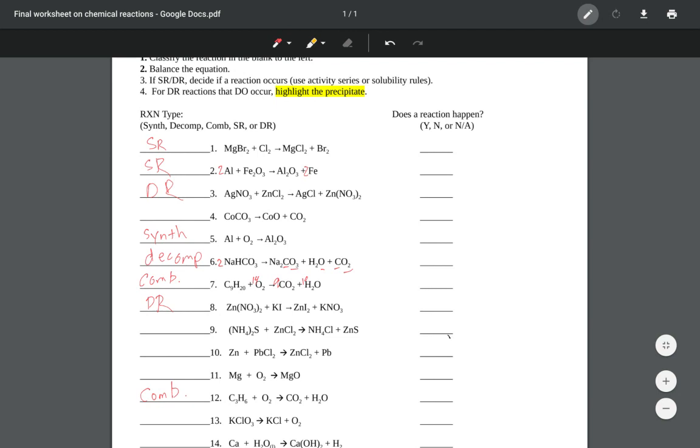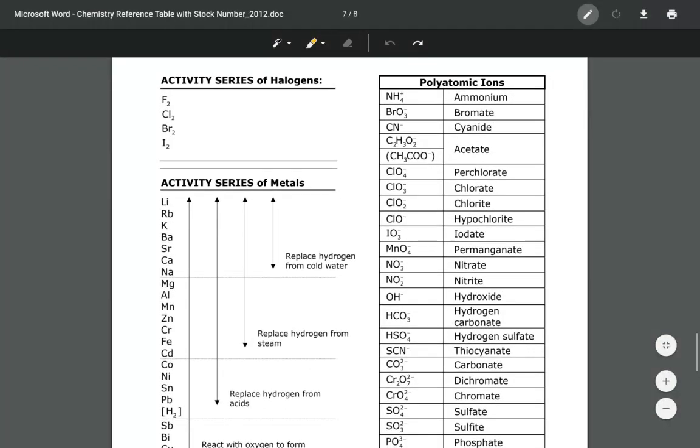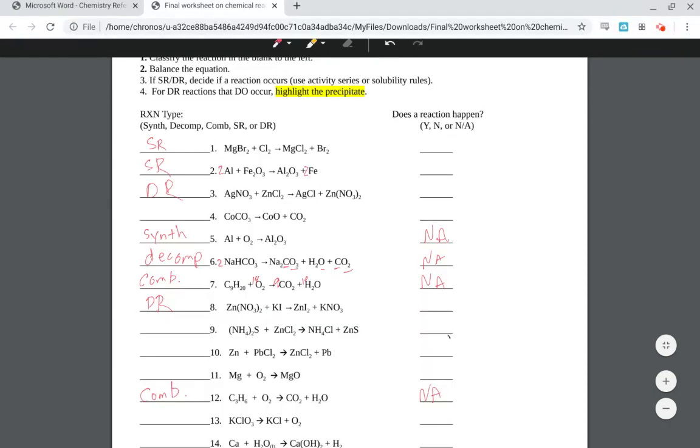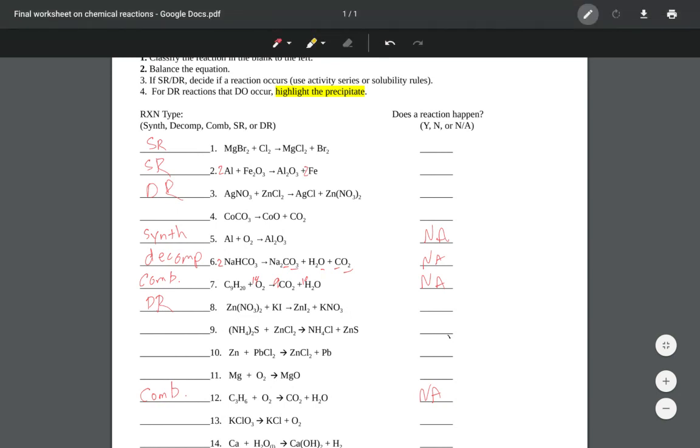Now, for the third step, we only need to do the third step for our single and double replacement reactions, so you'll not do that for synthesis. That's not applicable. Not applicable, not applicable, and not applicable. So for the single replacement reactions, in order for it to happen, you need to check on page 7 of your activity series and see if the thing that's by itself on the reactant side is higher than the thing that's being replaced. So for instance, in number 1, we need to see if chlorine is higher on the activity series than the thing it replaces, which is bromine.